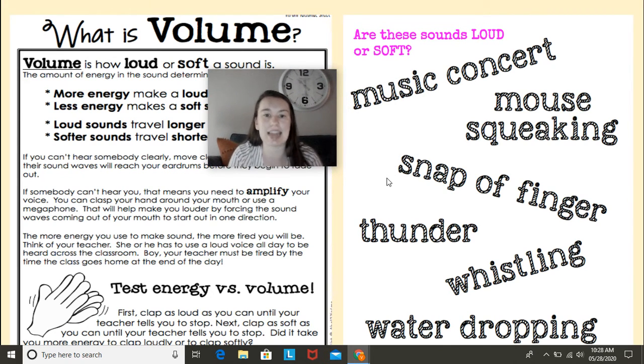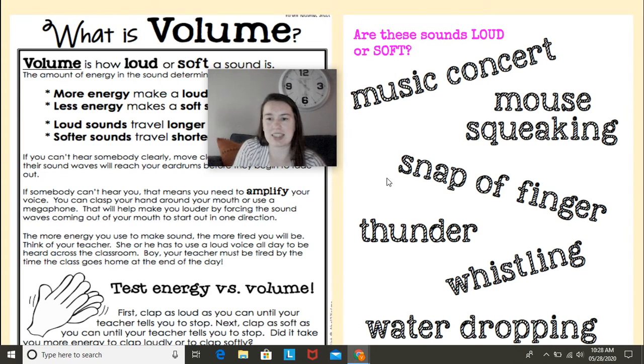So let's talk. Are these sounds loud or soft? A music concert, is that loud or is that soft? Think about all the speakers that they have and all the instruments that they're going to play and the crowd that they have to play to. Everyone needs to hear this music. So is it loud or soft? Loud, right.